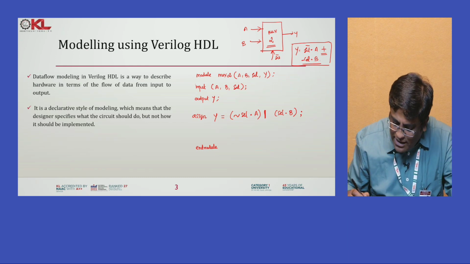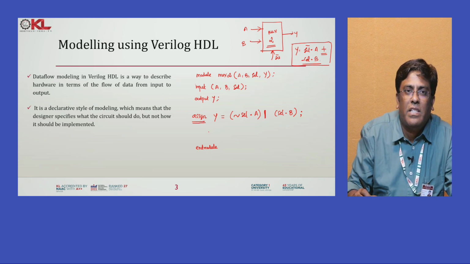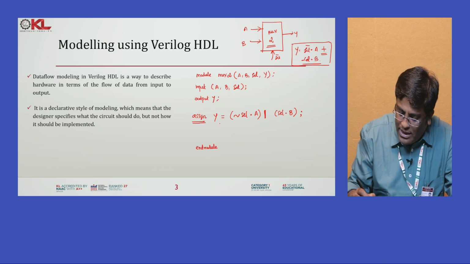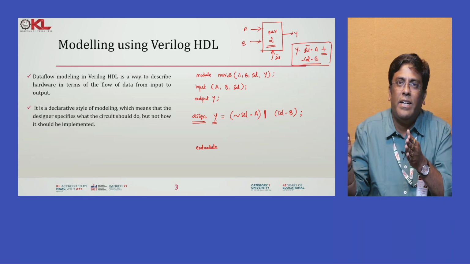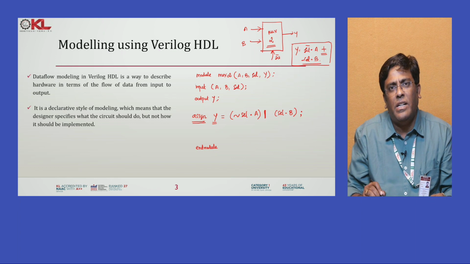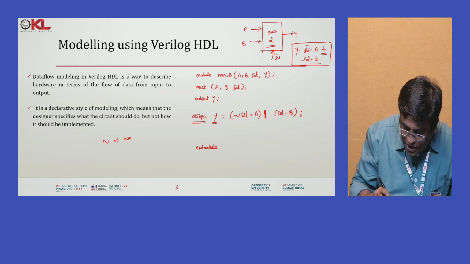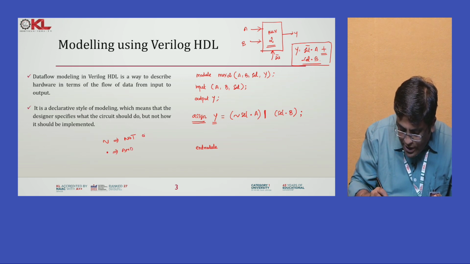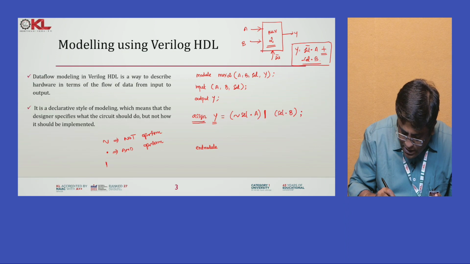It's very simple, right? We directly wrote the assign. Assign is an important keyword while going for this kind of data flow modeling. Assign Y, directly we are assigning some functionality. What functionality is it? We indicate the functionality through the symbols. So here this is indicating what? NOT gate, and this is indicating what? AND gate operation. NOT gate operation, okay, this is AND gate operation. And what does this symbol indicate? This symbol indicates OR gate operation.